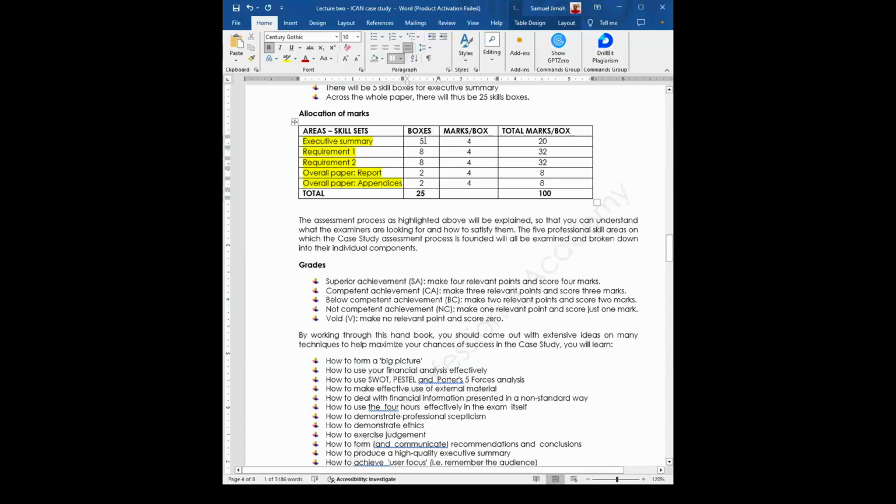Okay, now what it means is that the executive summary, which is the first part of your report, or first skill in your report, is expected to be divided into 5 sub skills. There are 5 sub skills under executive summary. It means that when you are writing the executive summary in the exam, the assessors, the examiners expect you to do 5 major things, nothing else.